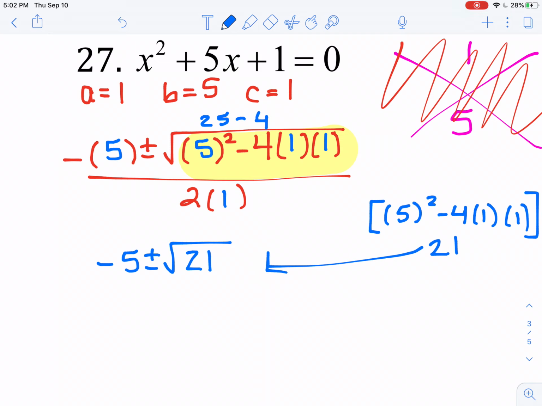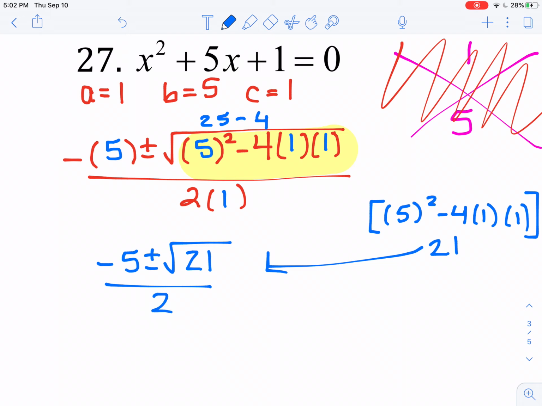And that's because if you were to get a number that's not a perfect square, if you plugged it into your calculator already in the square root, it's going to give you a decimal. And we're not going to leave decimals in our answers. All right, so now this is over 2 times 1 is 2.